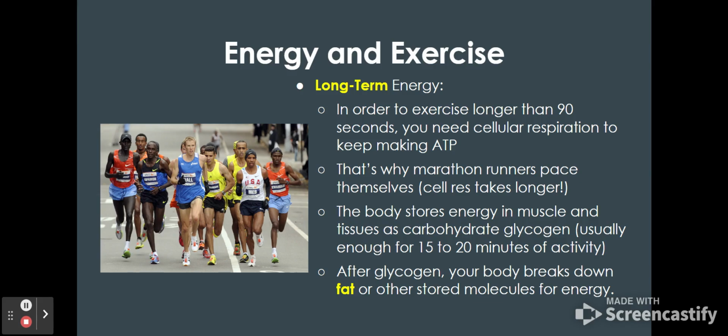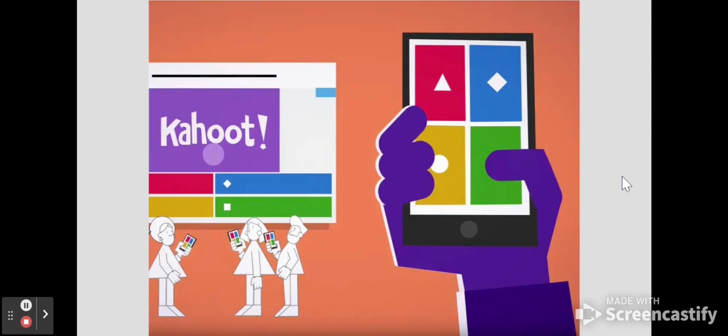So that's why it's better to do longer forms of exercise that involve running or walking or biking, things that are longer, where you're doing continuous activity. All right, Kahoot.